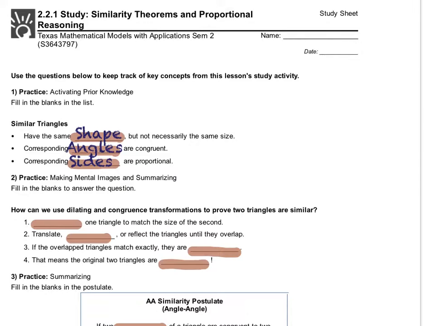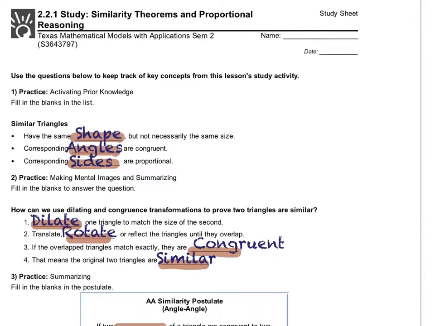Okay, so making mental images and summarizing in practice 2. How can you use dilating and congruence transformations to prove two triangles are similar? Well, the first thing we can do, number 1, we can dilate one triangle to match the size of the second. Number 2, translate, rotate, or reflect the triangles until they overlap. Number 3, if the overlapping triangles match exactly, they are congruent. Number 4, that means the original two triangles are similar.